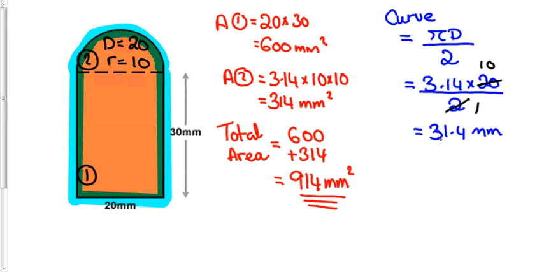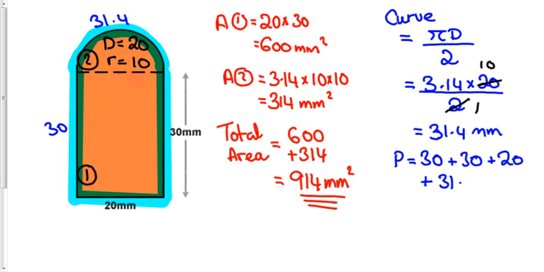31.4 millimetres. So the perimeter is now going to be my 30 here, my 30 here, my 20 here, and my 31.4 up here. So P for perimeter is 30 plus 30 to make 60 plus 20 to make 80 plus 31.4 to make 111.4 millimetres.